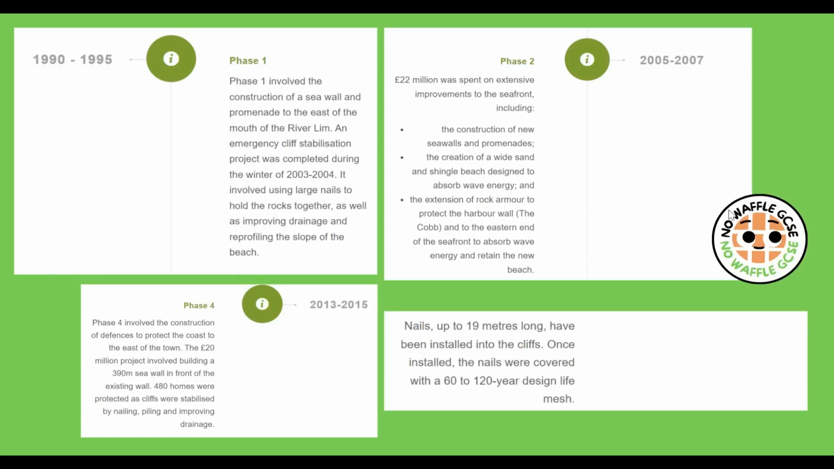Now, phase 3 was never put into practice, but phase 4 was, which was the construction of defences to protect the coast to the east of the town. The £20 million project involved building a seawall in front of the existing wall. 480 homes were therefore protected as the cliffs were stabilised by nailing, piling, and improving it.